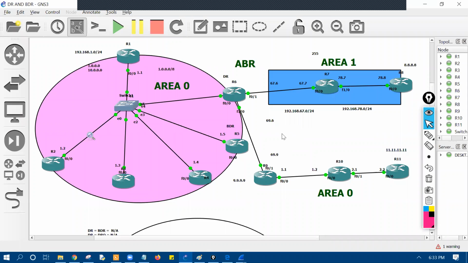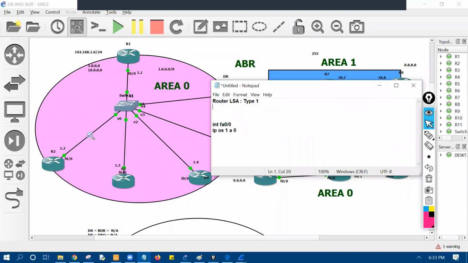one broadcast domain, one router LSA, right? Sorry, depending on the router, that is how many router LSAs we have. This one contains the information about links. Then our next LSA is the network LSA. Network LSA is known as a type 2 LSA, and this LSA contains the information about how many routers are attached.